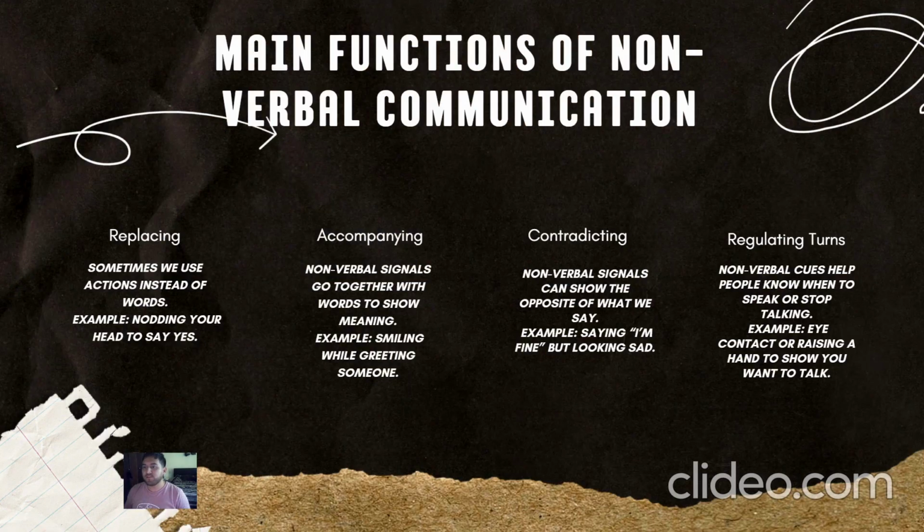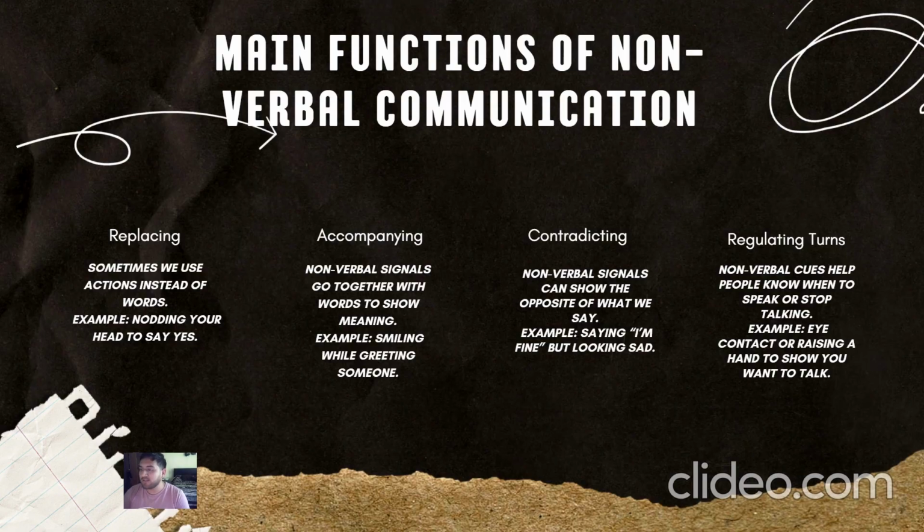Okay, the main functions of nonverbal communication: there are four functions. The first is replacing. Sometimes we use actions instead of words, for example, nodding your head to say yes. The second is accompanying. Nonverbal signals go together with words to show meaning, for example, smiling while greeting someone. The third function is contradicting. Nonverbal signals can show the opposite of what we say, for example, saying "I'm fine," but looking inside.